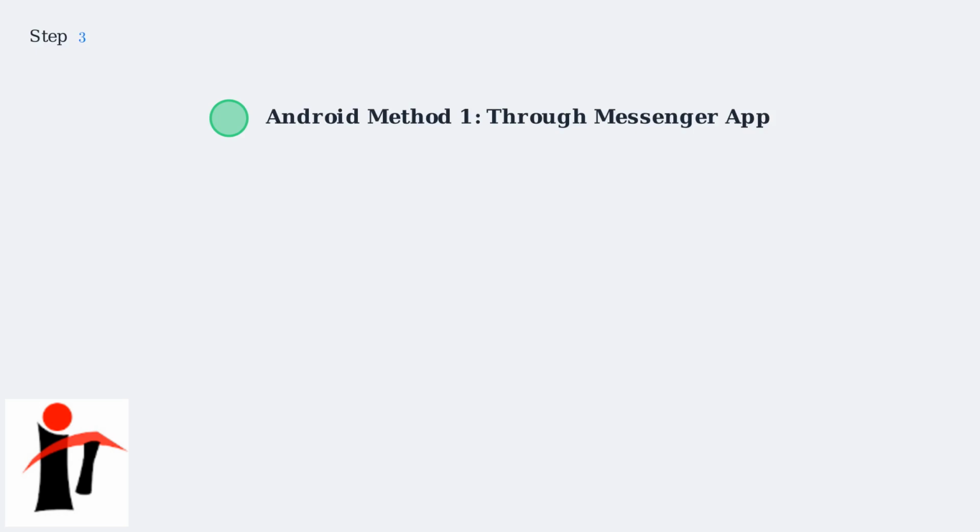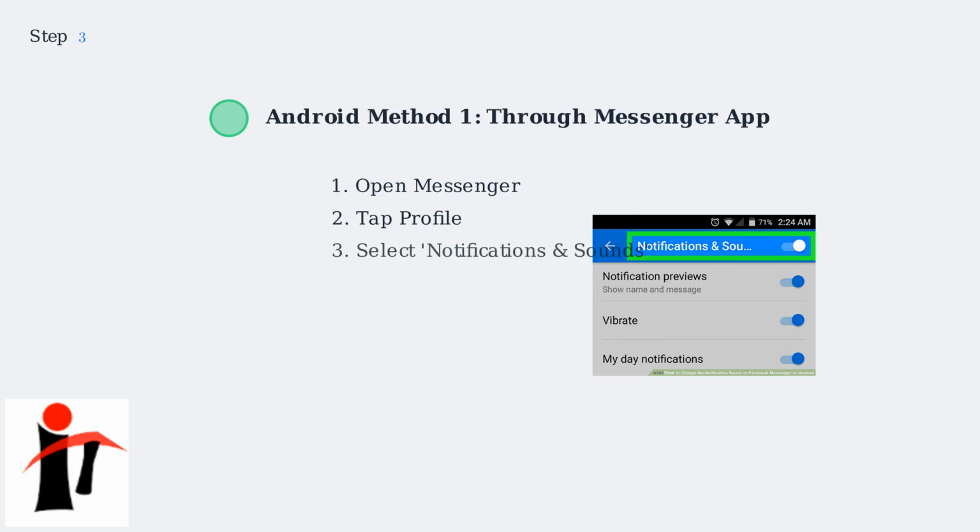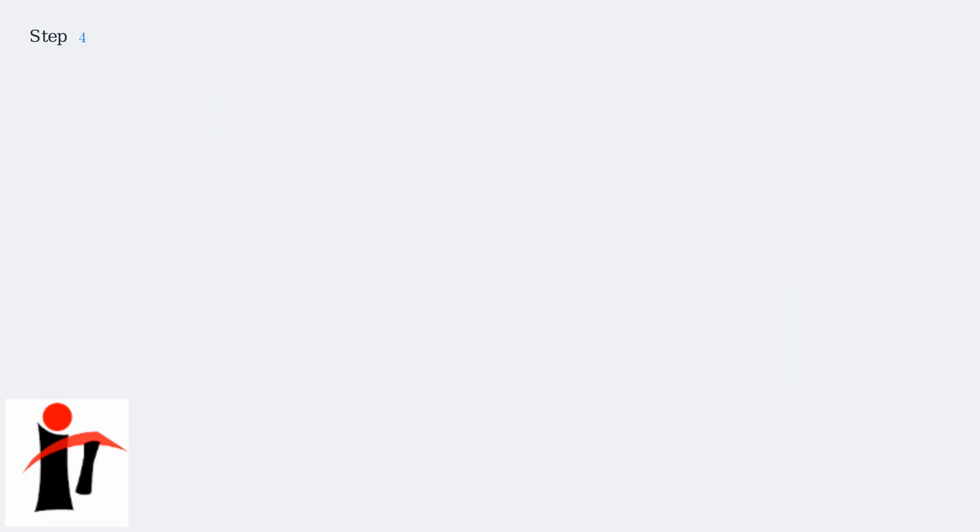Similar to iPhone, you can change the notification sound directly in the Messenger app. Open Messenger and go to your profile. In your profile, tap on Notifications and Sounds, then tap On next to Notifications if it's not already enabled. Finally, select Notification Sound to choose from the available options. This will show you a list of available notification sounds that you can choose from for your Messenger notifications.